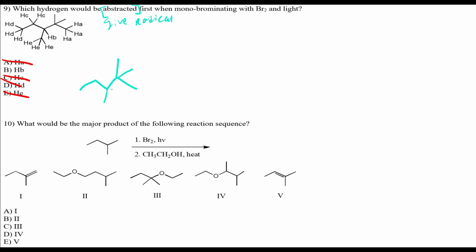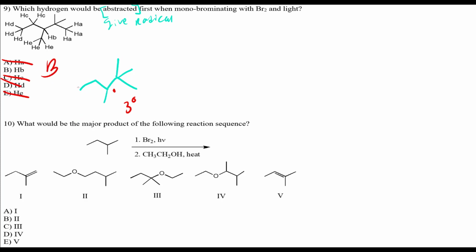HB would be the correct one. Why? Well, if we put a radical over here, this carbon is attached to 1, 2, 3 other carbons, and that gives me a tertiary radical. And you know what? Tertiary radicals are pretty good. They're pretty delicious. All right? They're probably poisonous, but they're good. It's B. That gives me a tertiary radical.